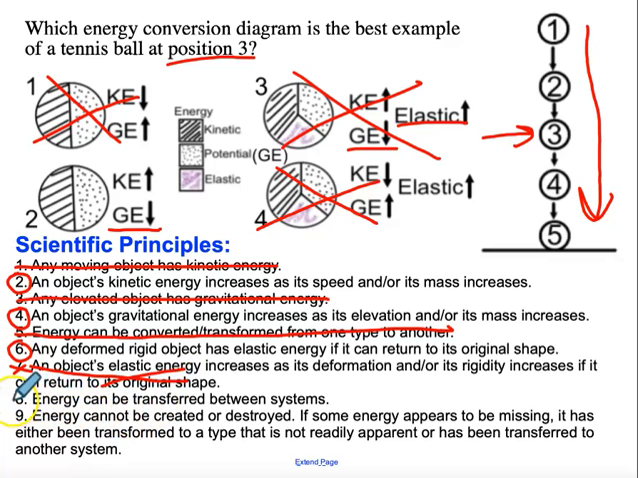Energy can be transferred between systems. True, but that has nothing to do with what we're trying to do. And energy cannot be created nor destroyed. That's true, but it really doesn't help us figure out which one of these diagrams fits position 3. So now we know it's 2, 4, and 6.